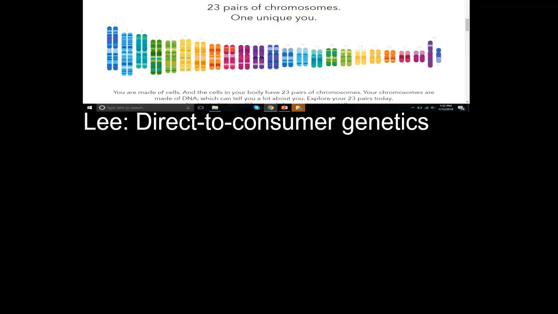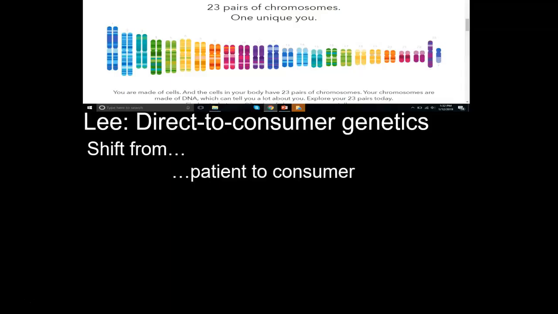So, for example, if you have any markers that would predispose you for certain diseases, etc., right? So the rise of this direct-to-consumer genetics, Lee suggests, represents a real shift in the relationship that everyday people have to genetic research and in how we think about health and illness.